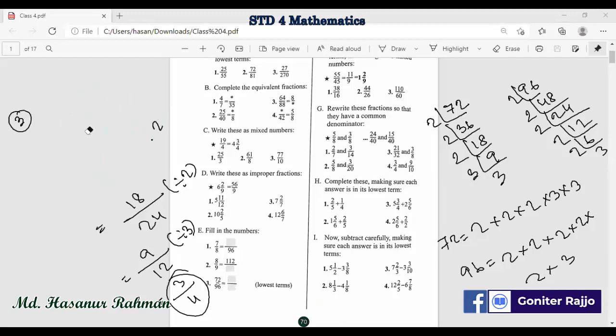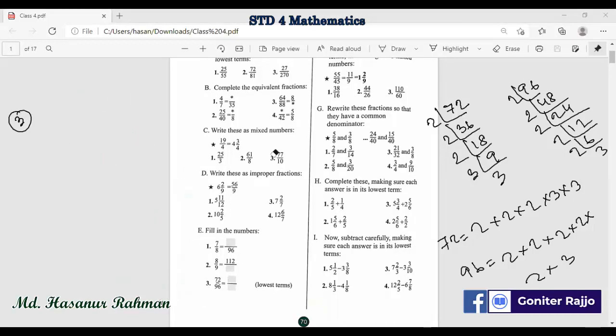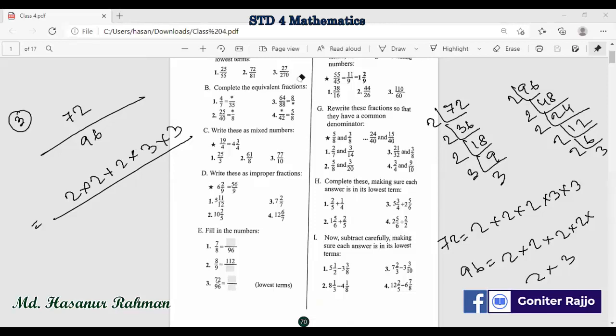How can we solve number 3? There is another way. If we write the prime factors of 72 and 96, then we can easily find our final answer. 72 represents 2 times 2 times 2 times 3 times 3, and 96 represents 2 times 2 times 2 times 2 times 2 times 3. Now we can divide 3 by 3, this 2 by 2, this 2 by 2, and this 2 by 2. Then what will we get? At the numerator, we get 3. At the denominator, we get 4. So you can solve it in that way too.